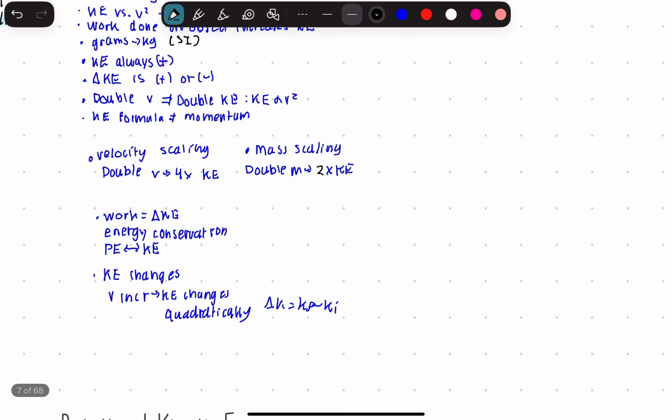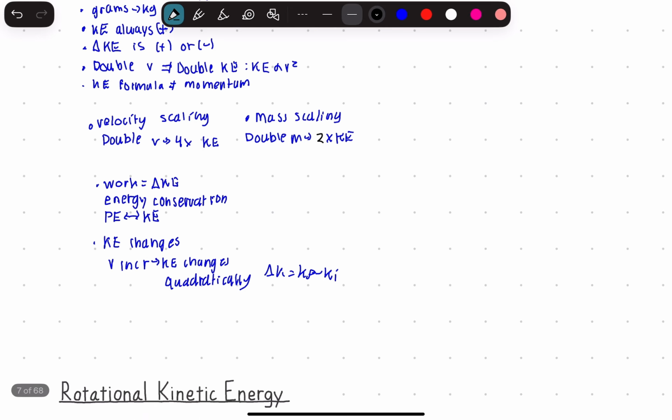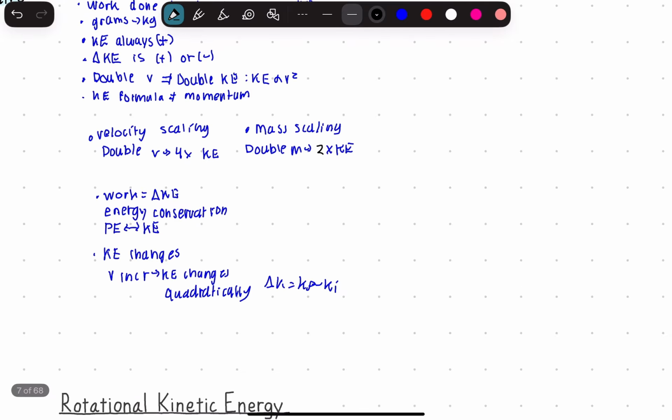Also, remember that for work, delta K is the change in kinetic energy. Conservation means that potential energy becomes kinetic energy, and kinetic energy becomes potential energy. When you increase v, kinetic energy will change quadratically. And remember that delta K is just K final minus K initial. And that's it for this.